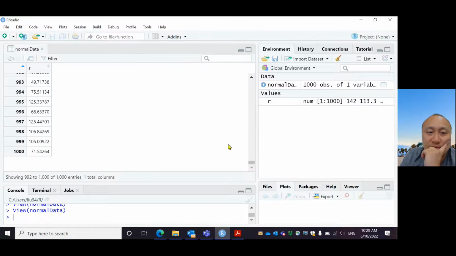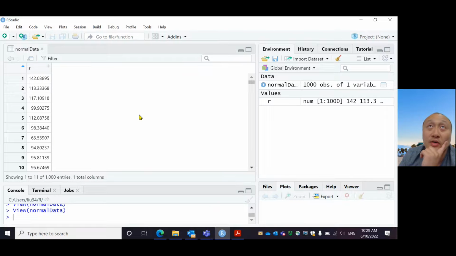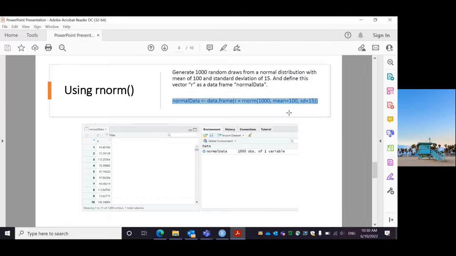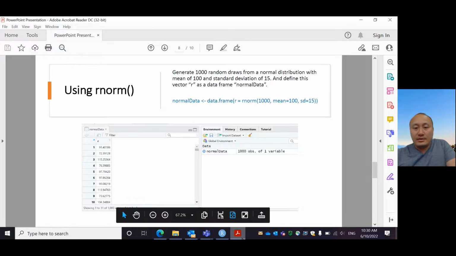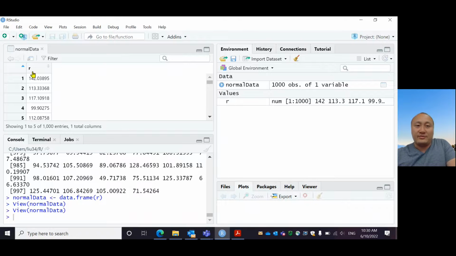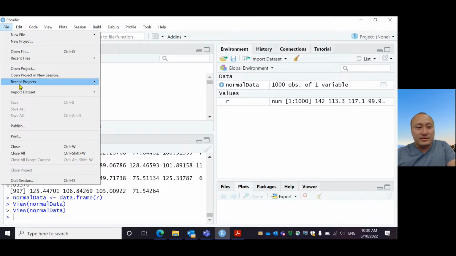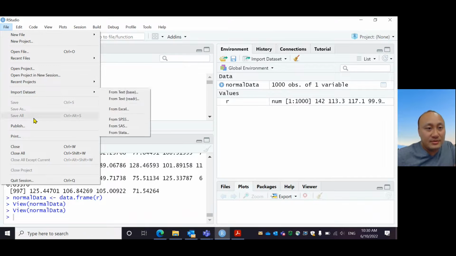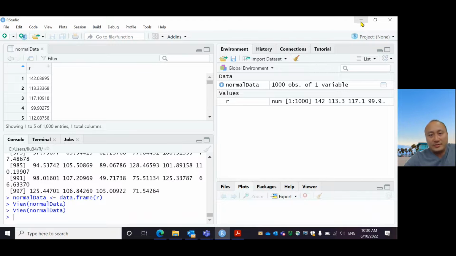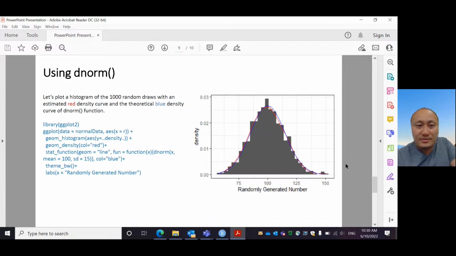This is 1,000 observations, 1,000 rows, and one column called r. And they are the random draws from a normal distribution with a mean of 100 and a standard deviation of 15. If you need to generate random numbers, that's how we do it. And you can save your data frame. You can export the data file into a spreadsheet or CSV file or something. We talked about that already in the first week.